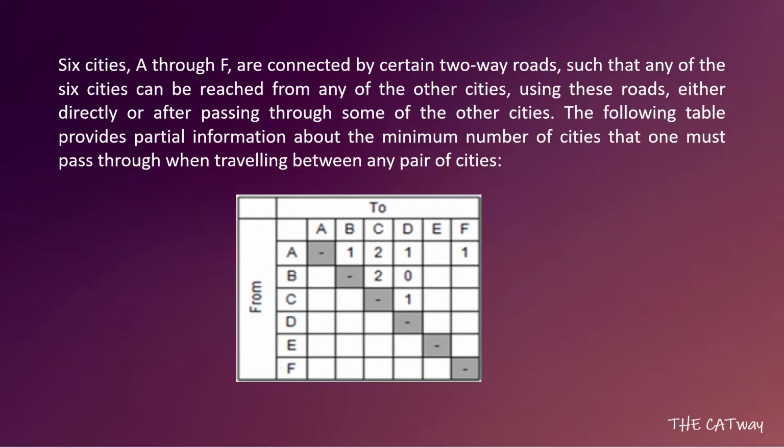The following table provides partial information about the minimum number of cities that one must pass through when traveling between any pair of cities. So that means the table reads like, see, A and B, there is given one city. So that means in going from A to B, one has to pass through one more city. Similarly, in going from A to C, the person has to pass through two cities, and then will reach C.